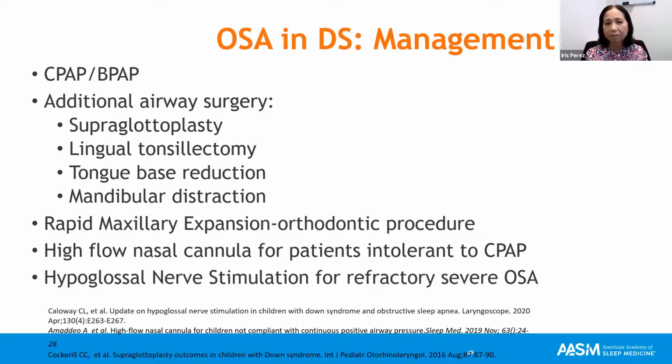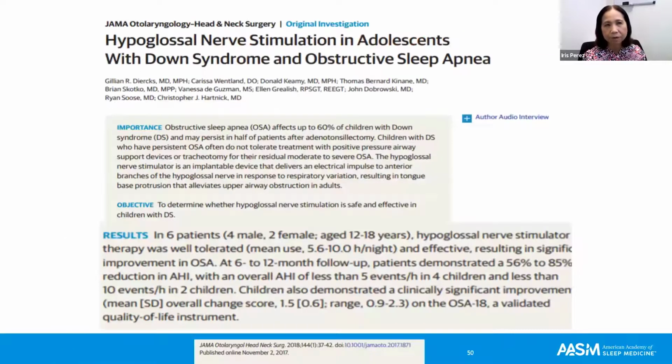Some patients have undergone rapid maxillary expansion, and those who are intolerant of CPAP may benefit from high-flow nasal cannula. Hypoglossal nerve stimulation for refractory severe OSA has been used as a therapy in some adolescents with OSA and Down syndrome. So this is the study of hypoglossal nerve stimulation in adolescents with Down syndrome and OSA, where they found clinically significant improvement with this mode of therapy.